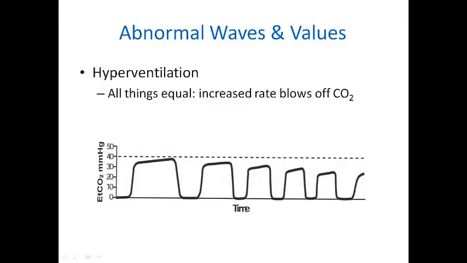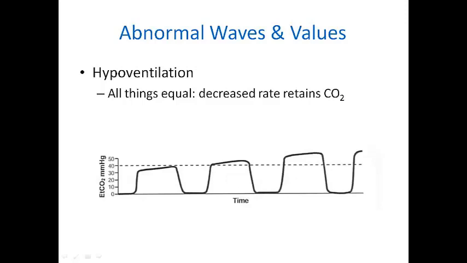But we're seeing over time there are more frequent ventilations, and more frequent ventilations mean that we're blowing off carbon dioxide more frequently and bringing down our carbic level. We see that we start off at the first waveform with an end-tidal CO2 near 40, and at the end we're nearing 20.